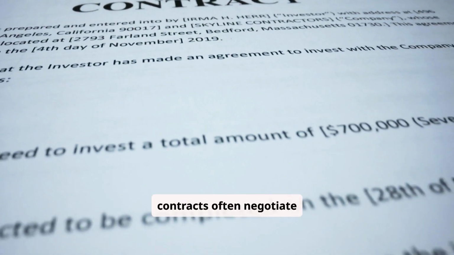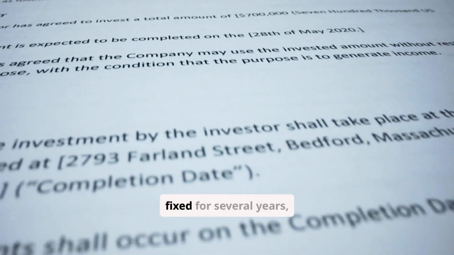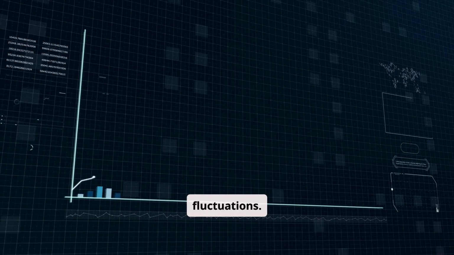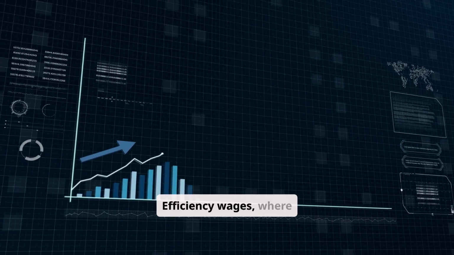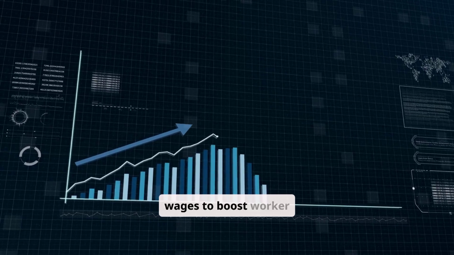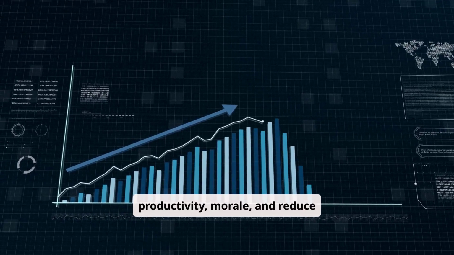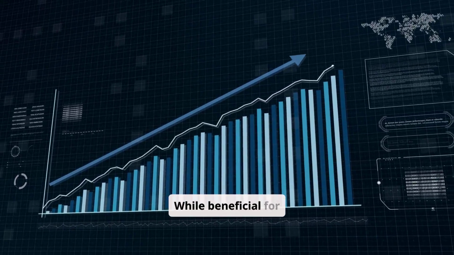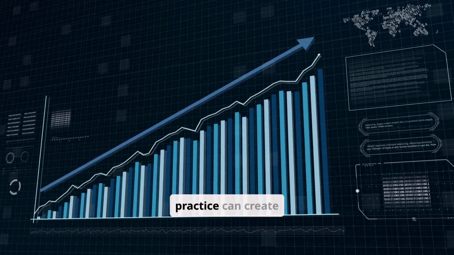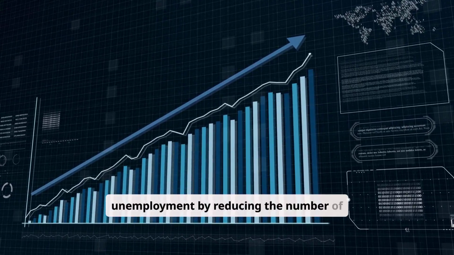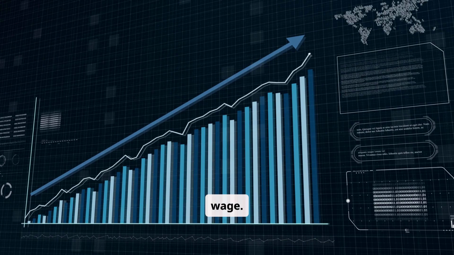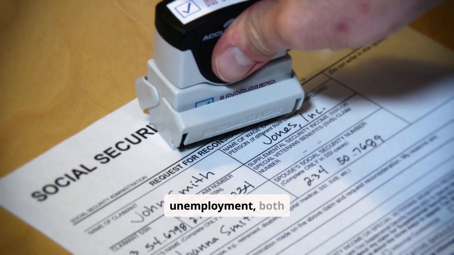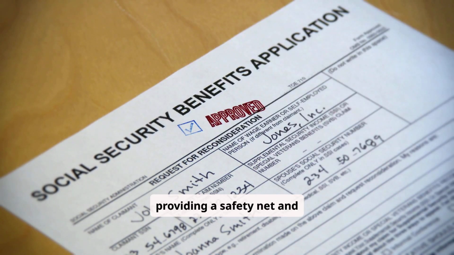Union contracts often negotiate wages and benefits that are fixed for several years, making them unresponsive to short-term economic fluctuations. Efficiency wages, where firms pay above-market wages to boost worker productivity, morale, and reduce turnover, can also contribute to rigidity. While beneficial for individual firms, this practice can create unemployment by reducing the number of jobs available at the higher wage.